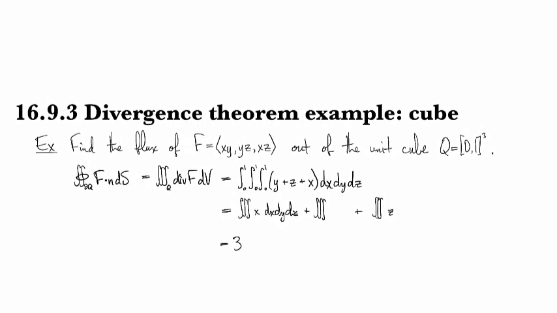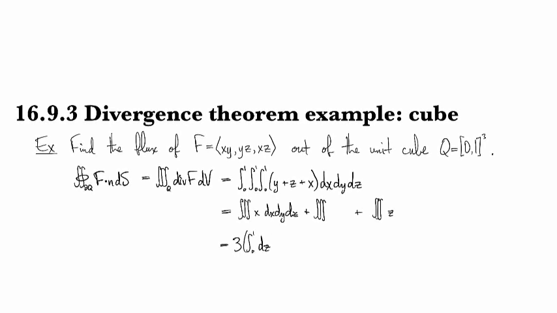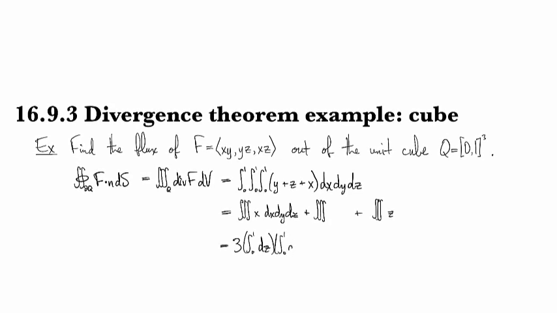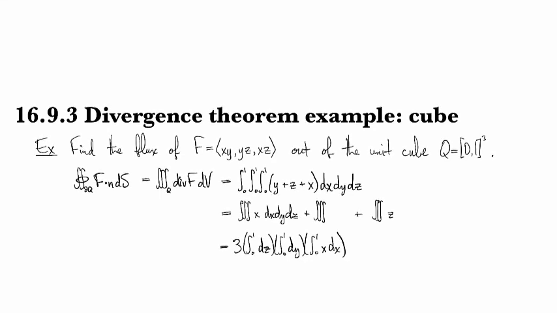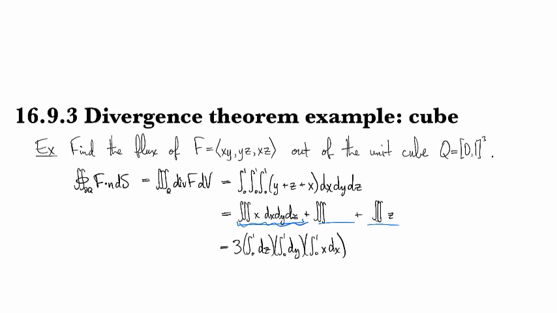And then what do I have? Well, I've got an integral from 0 to 1 dz times an integral from 0 to 1 dy times an integral from 0 to 1 x dx. I chose to go with this one because each of these is going to end up having the same value as this first one.